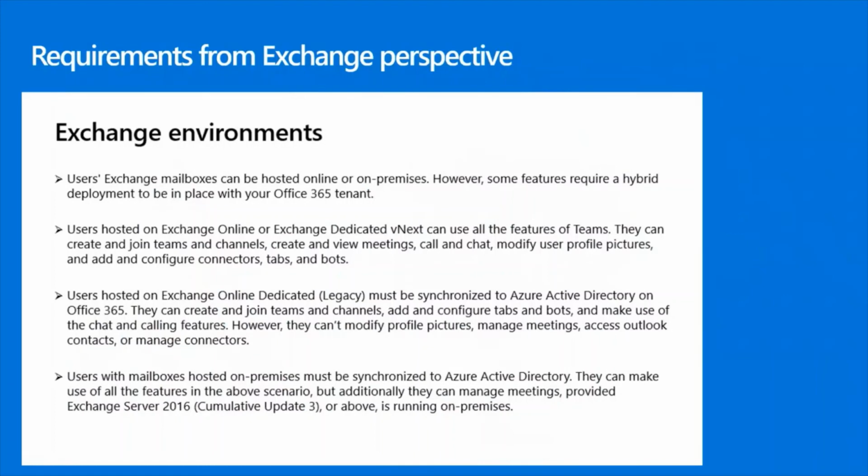These are the different types of Exchange environments. We can have online, pure online, on-premise, hybrid, Exchange dedicated vNext, etc. There can be feature difference between different environments. Some of the features require hybrid environment to be in place with your Office 365 tenant. Users with mailbox hosted on-premise must be synchronized to Azure Active Directory. They can make use of all the features in the above scenario, but additionally, they can manage meetings provided Exchange Server 2016 CU3 Plus or above is running on-premise.